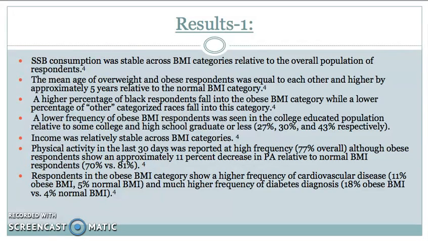SSB consumption was stable across BMI categories. The mean age of overweight and obese respondents was equal to each other and higher by approximately 5 years relative to the normal BMI category. A higher percentage of black respondents fall into the obese BMI category. A lower frequency of obese BMI respondents was seen in the college-educated population relative to lower education levels. Income was relatively stable. Physical activity in the last 30 days was reported.